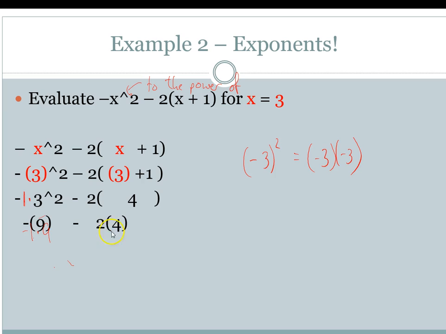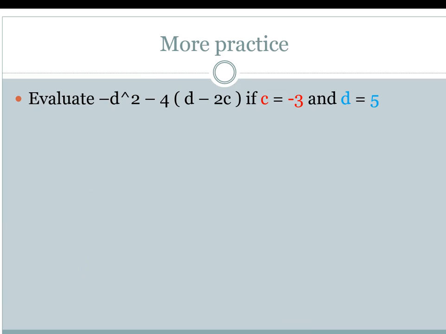We still have 2 times 4 down there, so that's what would be next. So it would be negative 9 minus 8. Notice how I dropped the parentheses here because I don't need them anymore. And the negative 9 minus 8 would be negative 17. That's our answer for this problem.